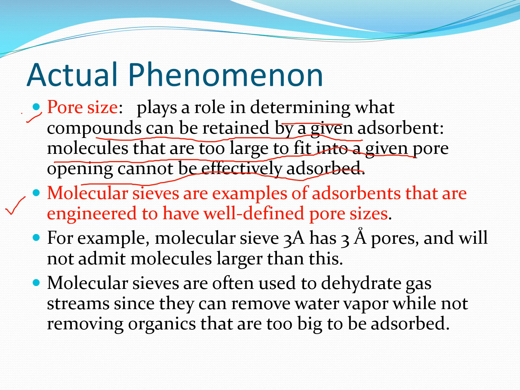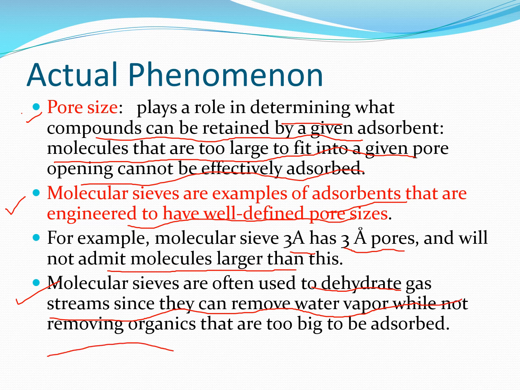So molecular sieves are examples of adsorbents that are engineered to have a well-defined pore size. For example, a molecular sieve with 3 angstrom pores will not admit molecules larger than this. Molecular sieves are more often used to dehydrate gas streams, since they can remove water vapors while not removing organics that are too big to be adsorbed.